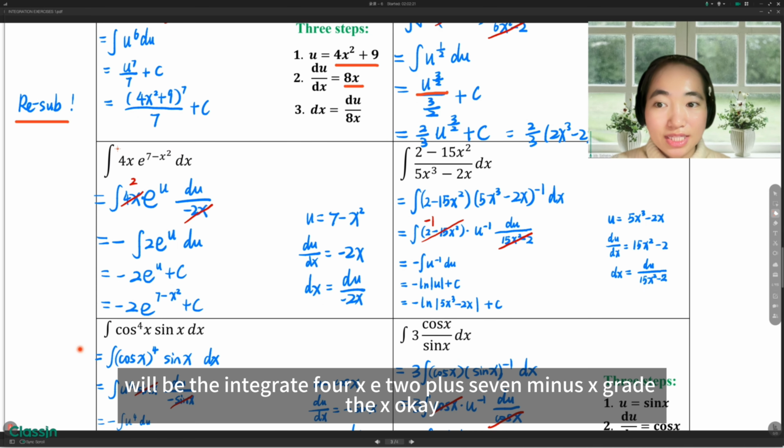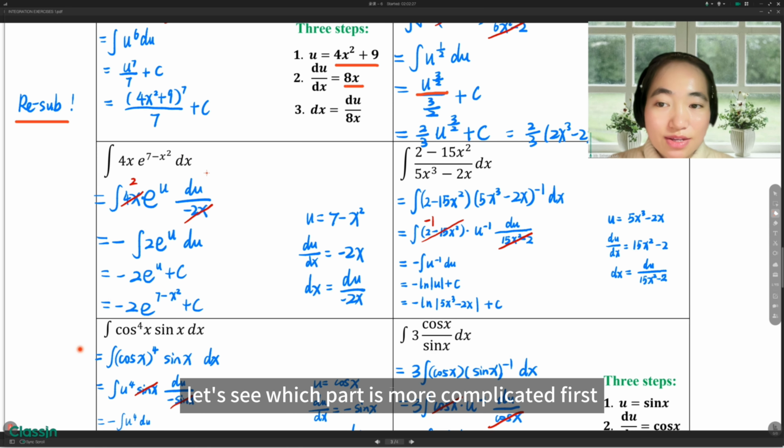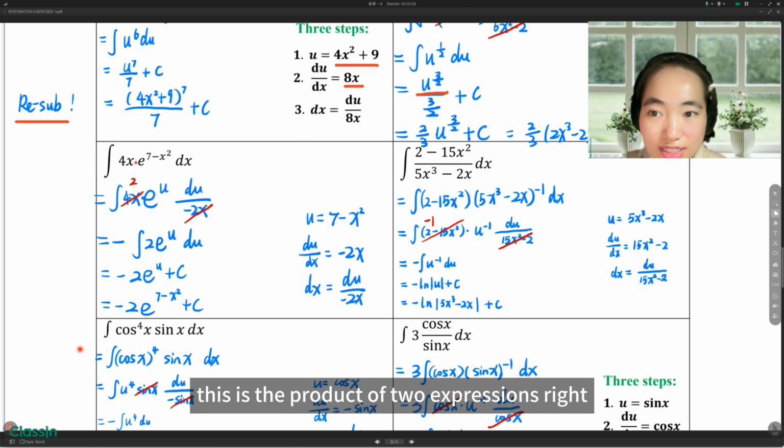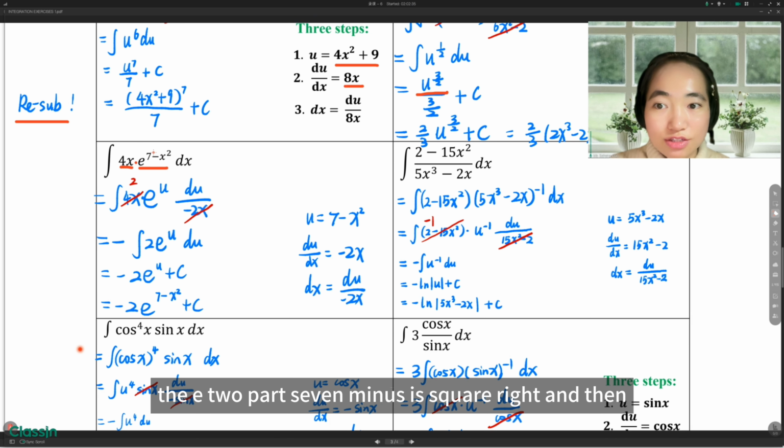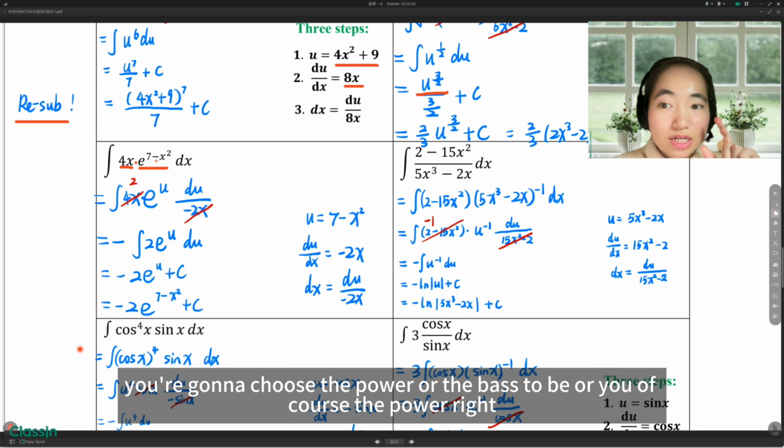Here we will integrate 4x e to the power 7 minus x squared dx. Okay, let's see which part is more complicated. First, this is the product of two expressions, right? And then which part is more complicated? Of course, the e to the power 7 minus x squared, right? And then you're going to choose the power or the base to be your u. Of course, the power, right?